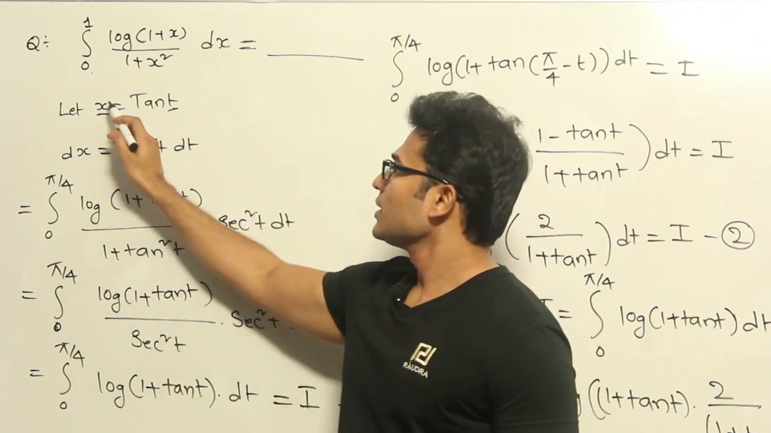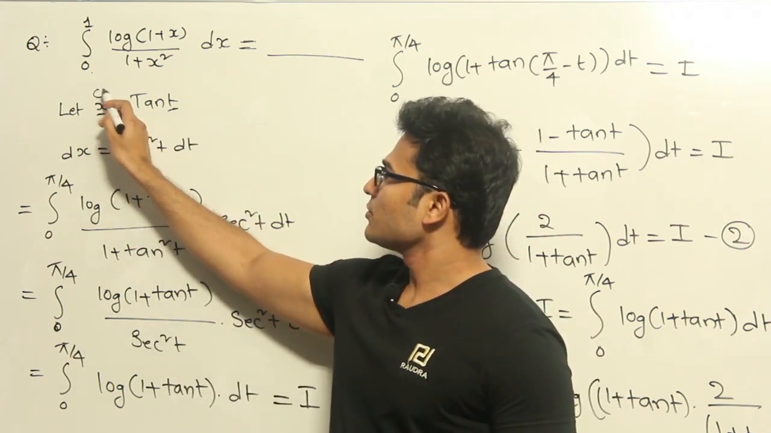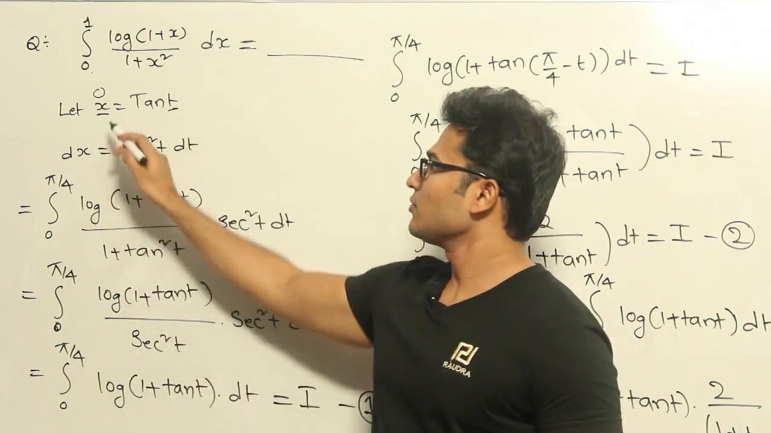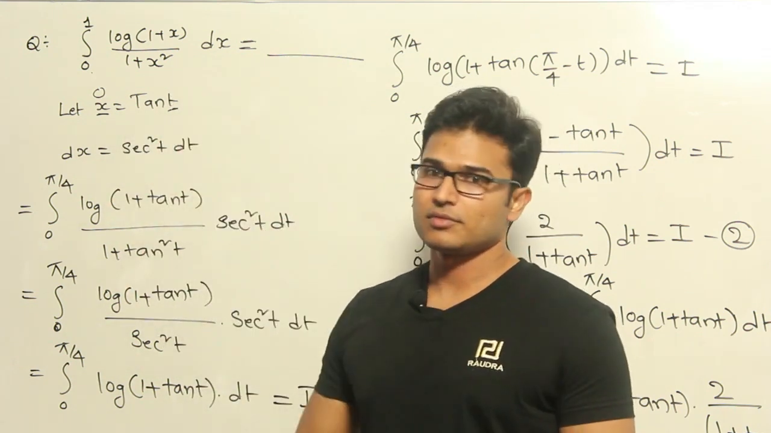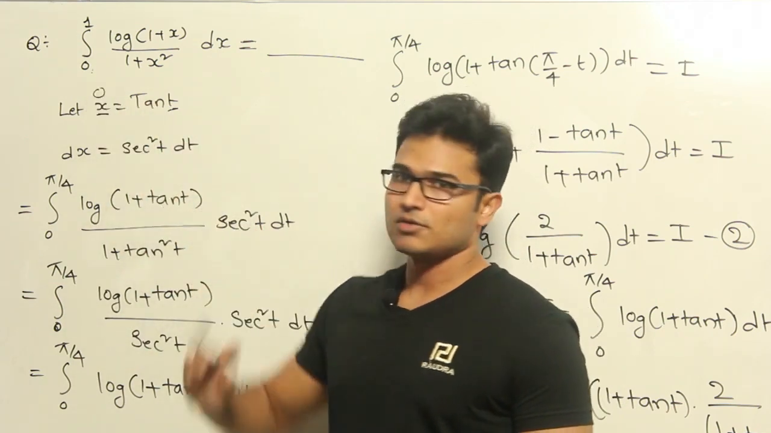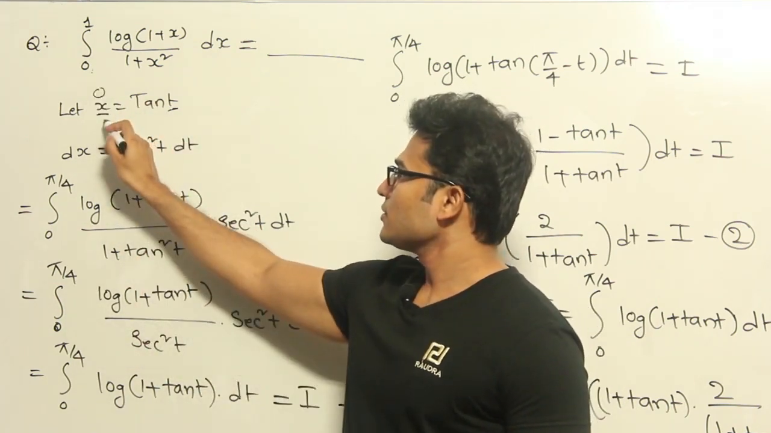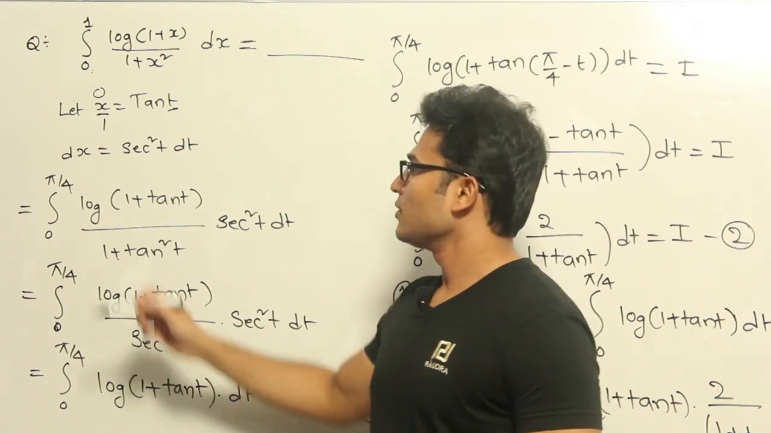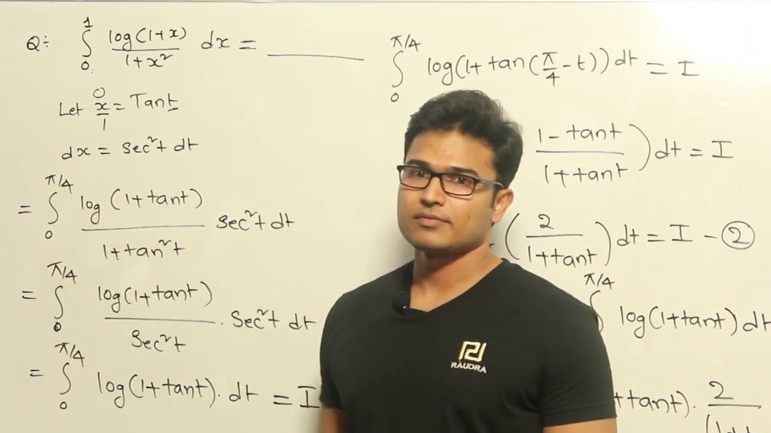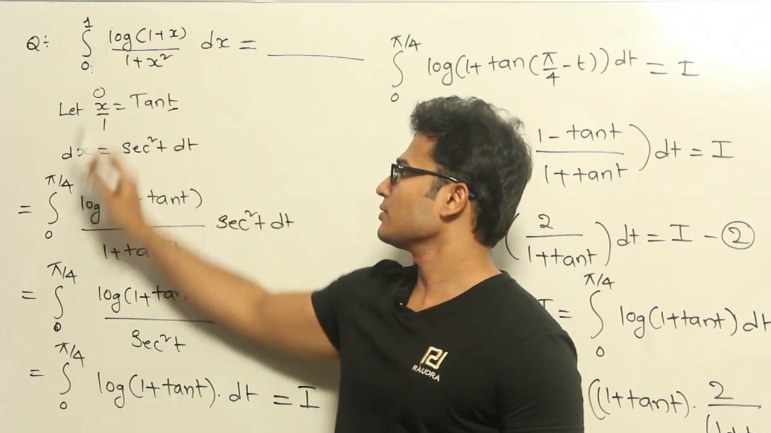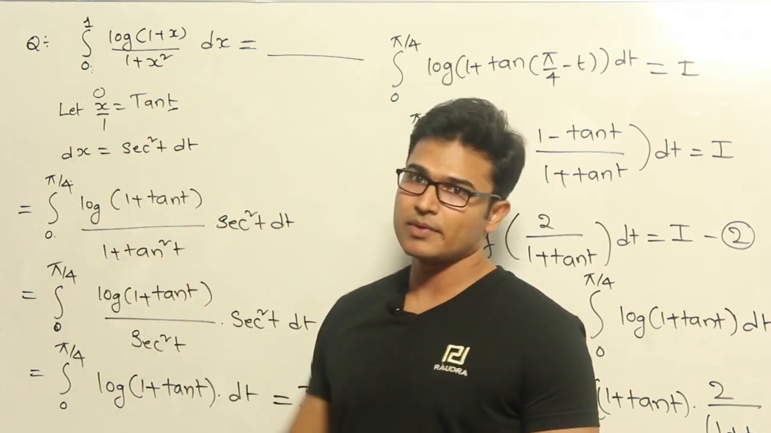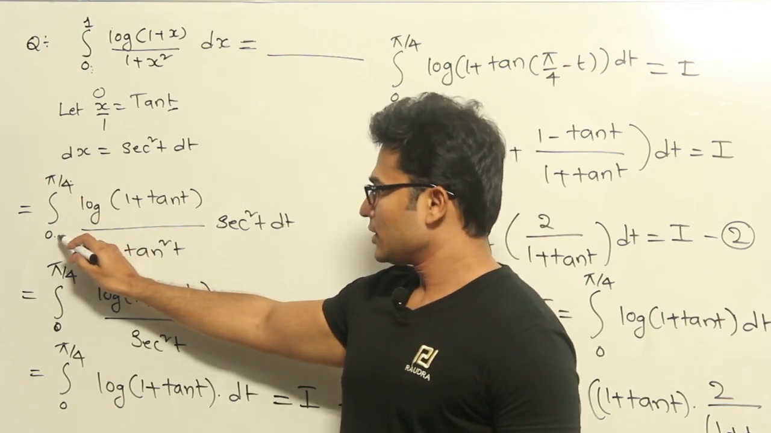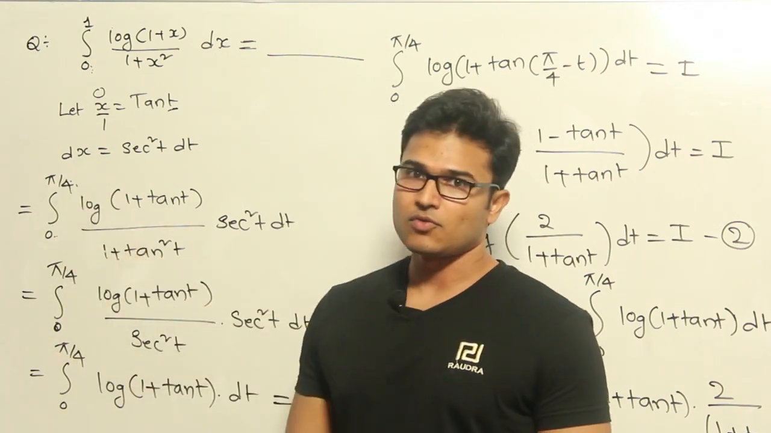Whenever x equals 0, what should be the value of t? If x equals 0, t has to be 0. And whenever x equals 1, t should be pi by 4. Therefore, when x is from 0 to 1, t will be from 0 to pi by 4. Got it? Now for this definite integral we are going to write 0 to pi by 4.